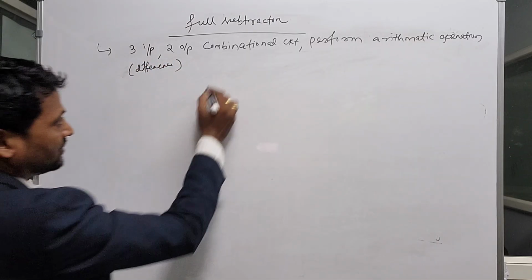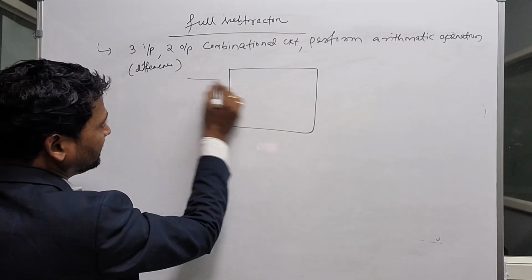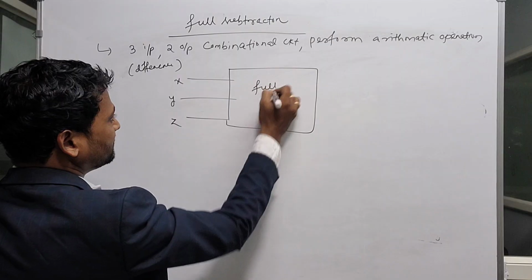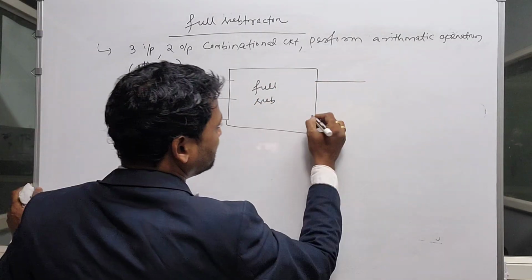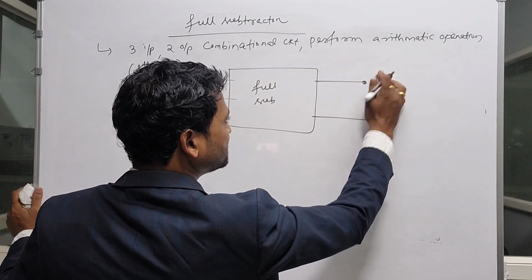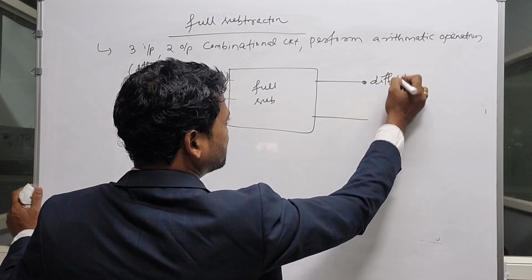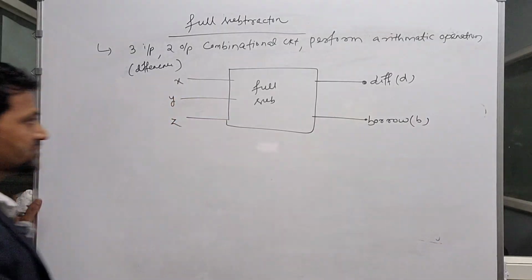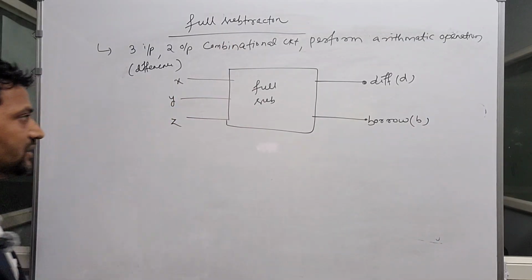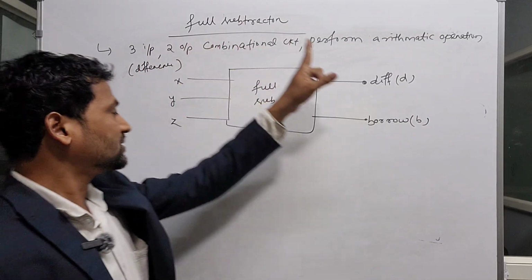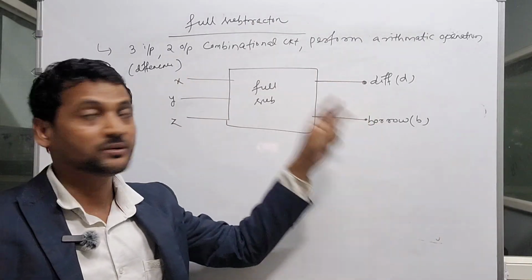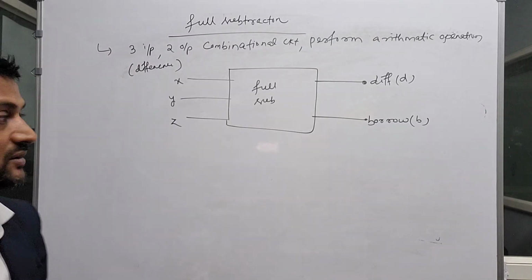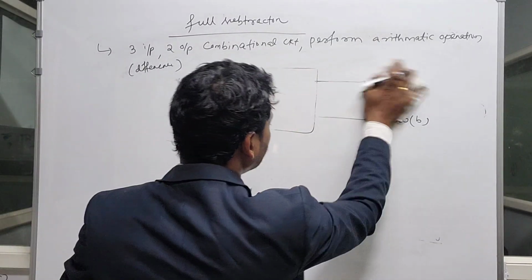Okay. So what is the block diagram? There are 3 inputs. You can take x, y and z. This is a full subtractor circuit. What are the outputs? Outputs are again the same: one is difference and the second is borrow. So that is the block diagram of the full subtractor circuit. I repeat, a full subtractor circuit is a 3 input 2 output combinational circuit which performs arithmetic operation in terms of difference. Clear?